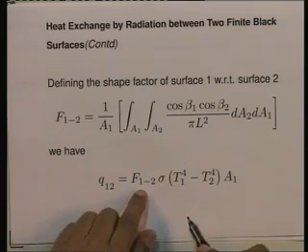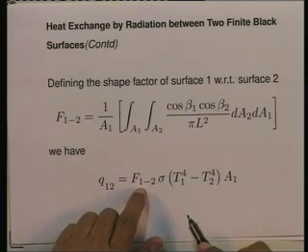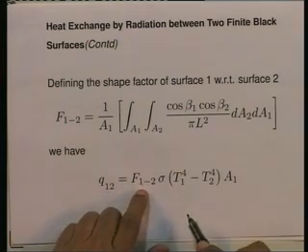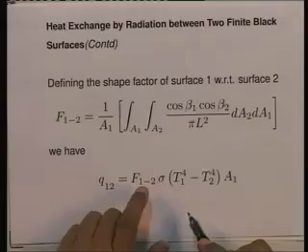Now, notice again how we have defined F1 to 2. F1 to 2 is the shape factor of surface 1 with respect to 2, and we have defined it in such a manner that it represents the fraction of the radiation emitted from 1 which is intercepted by 2.